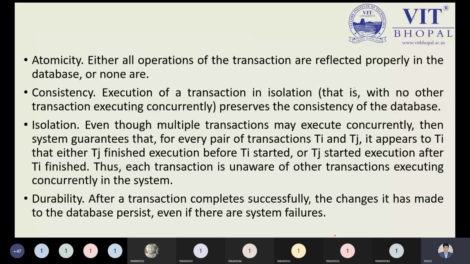So first we have atomicity. Atomicity is a very simple concept. You can say either all operations of the transaction are reflected properly in the database or none are. It means if you are doing something, that should be reflected in the value. Suppose in the student relation I just have the student name, but I don't have any value, so what does a null value mean? There is no sense in representing a null value. The student name should be something. And if I want to do an update or anything, that should be reflected in the actual database. So this is done by atomicity.